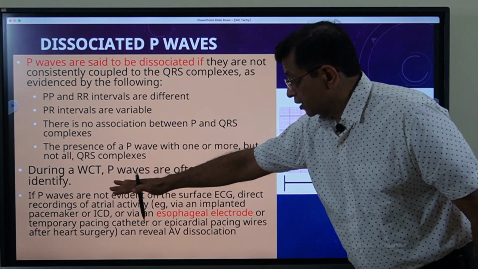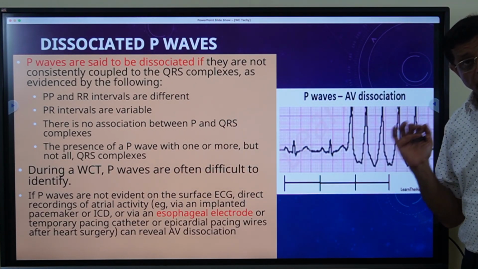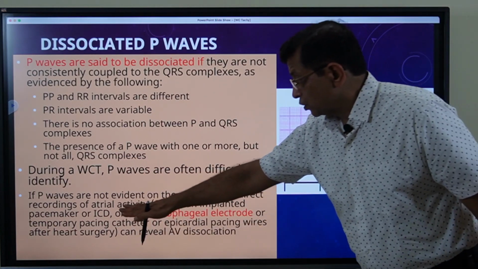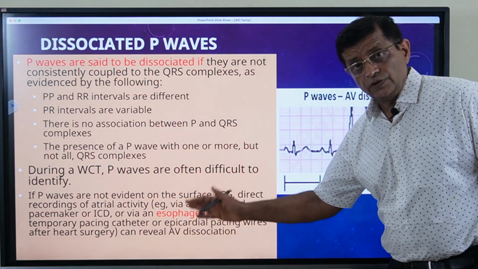During a wide complex tachycardia, many times it is difficult to identify P waves. If P waves are not evident on the surface ECG, you can take esophageal ECGs. We'll see the examples.